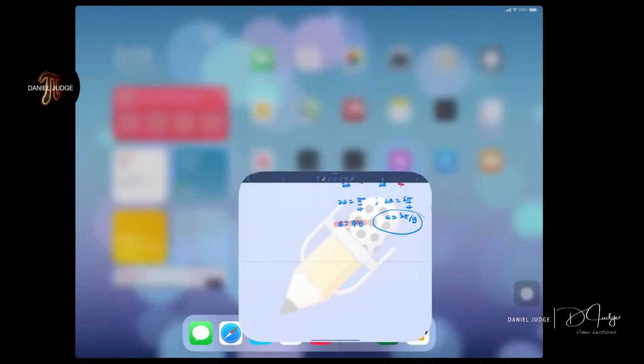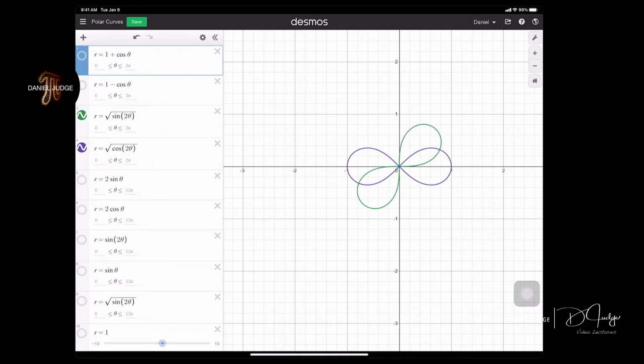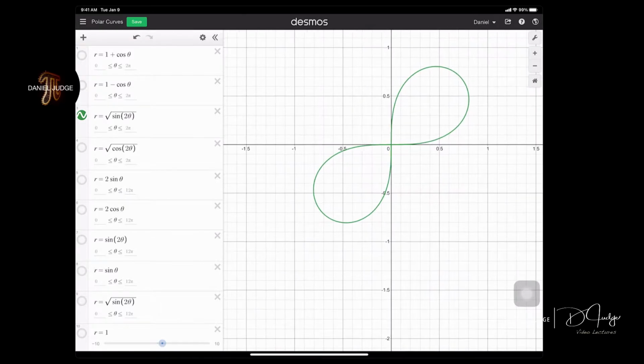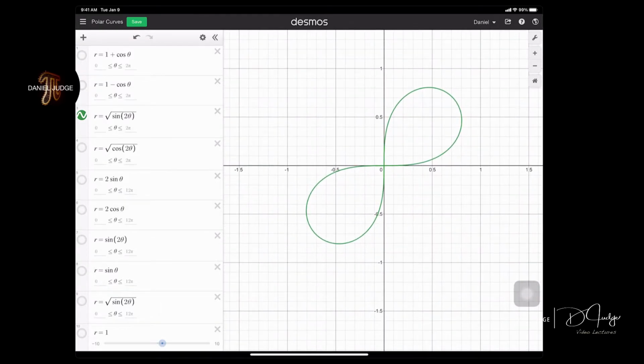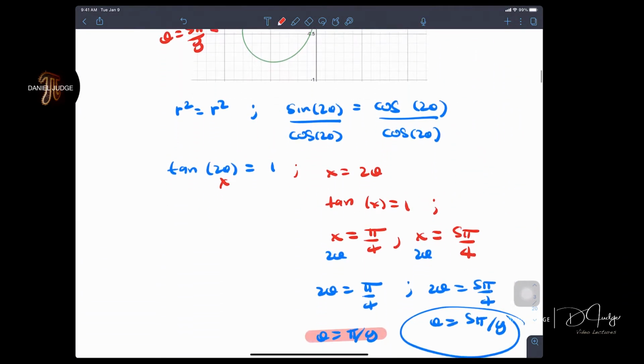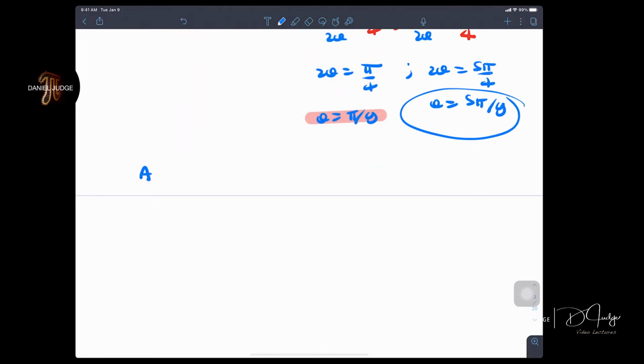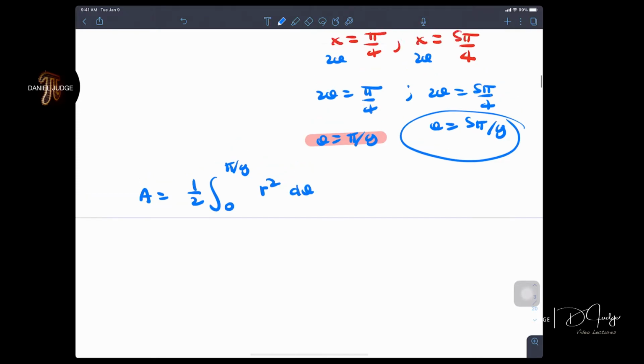And remember, in Desmos, these are really the green area here. It was really r squared, which is sine 2 theta. That's the green one that we had earlier. R squared is sine 2 theta. So that green area is what we're going to use. So here's the formula. That area will be 1/2 the integral from 0 to pi over 8 r squared d theta.